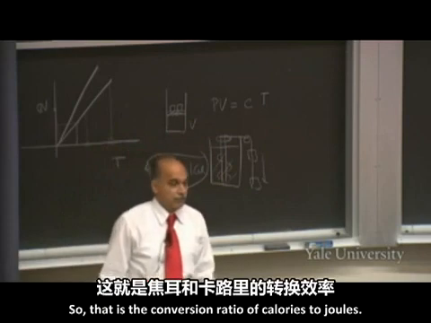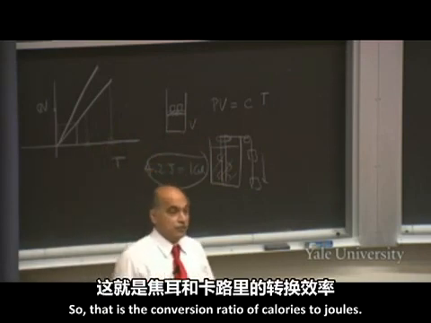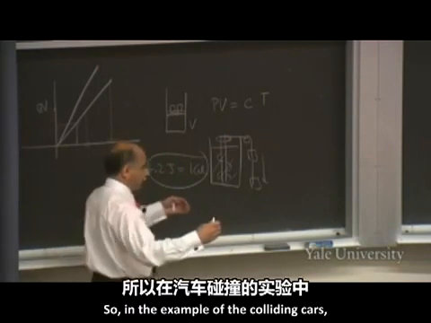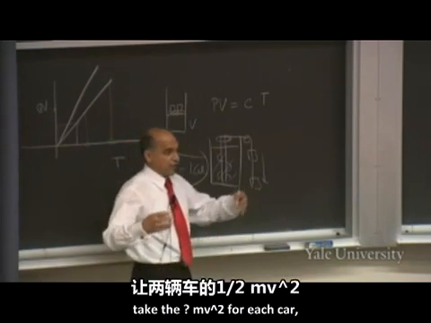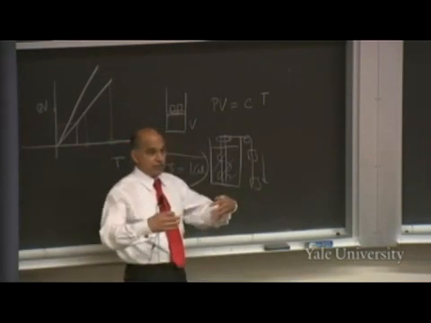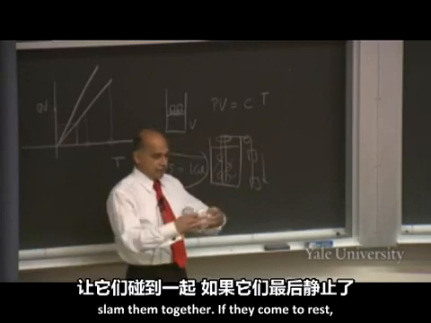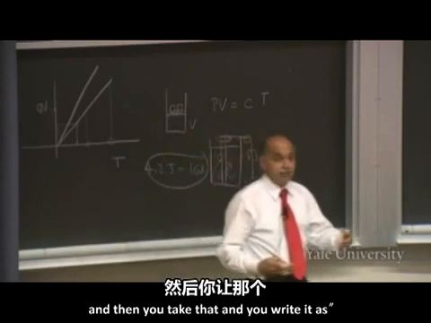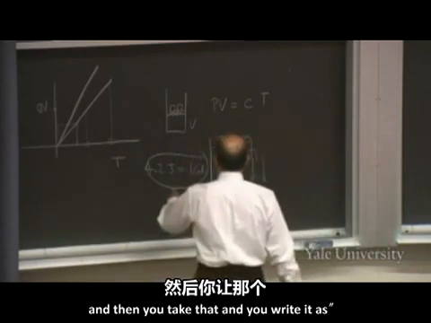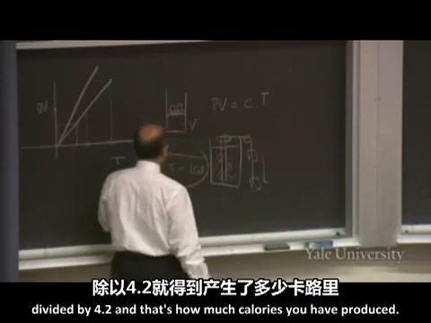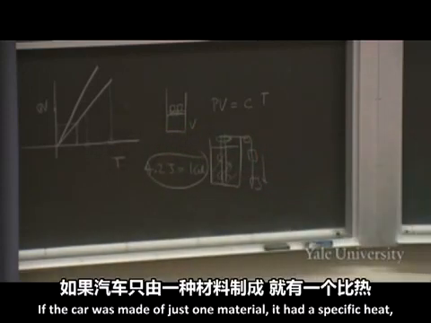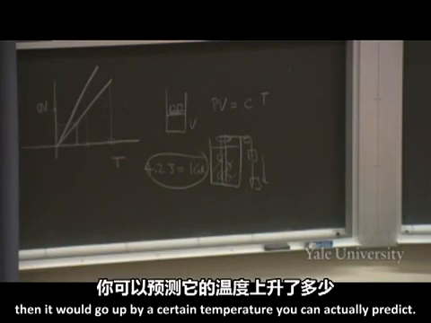So that is the conversion ratio of calories to joules. 1 calorie, 4.2 joules of mechanical energy. So in the example of the colliding cars, take the 1/2 mv squared for each car, turn it into joules, slam them together. If they come to rest, you've lost all of that. And then you take that and you write it as divided by 4.2, and that's how much calories you have produced. If the car was made of just one material, it had a specific heat, then it will go up by a certain temperature you can actually predict.